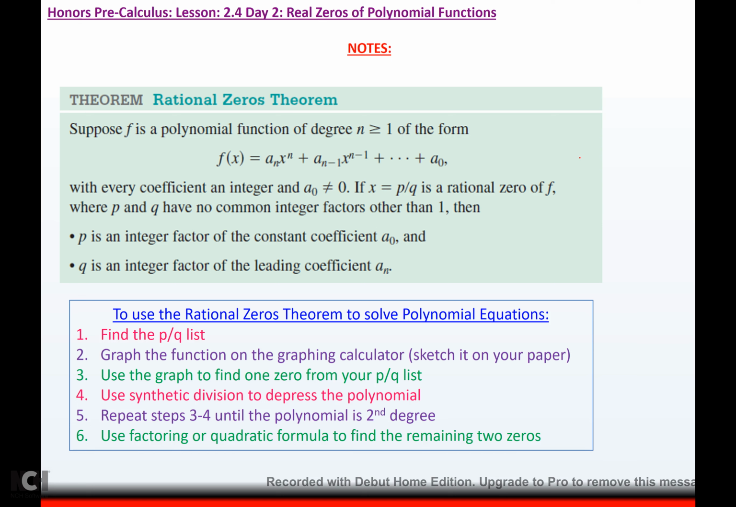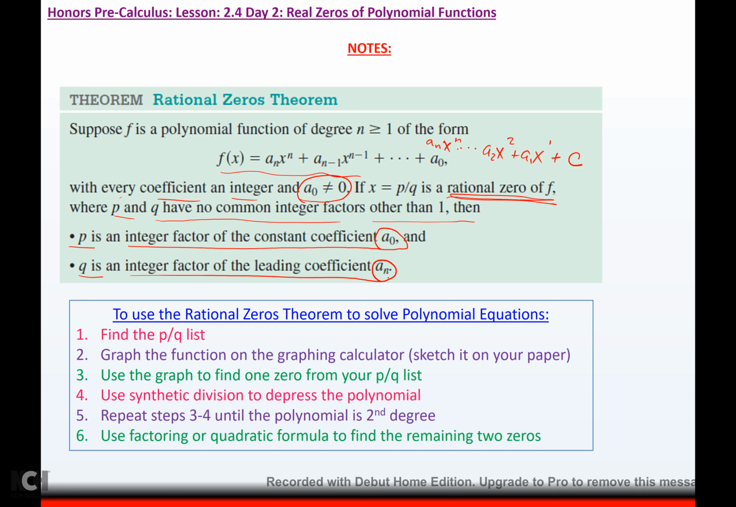You know, this is just a polynomial that has a constant on the end, and then your first degree with its coefficient, your second degree with its coefficient, all the way up to the nth degree with its coefficient. They just make it look all complicated. With every coefficient an integer, and a sub naught obviously cannot be 0. If x equals p over q is a rational zero of f, where p and q have no common integer factors other than 1, then p is an integer factor of the constant coefficient a sub naught, and q is an integer factor of the leading coefficient a sub n.